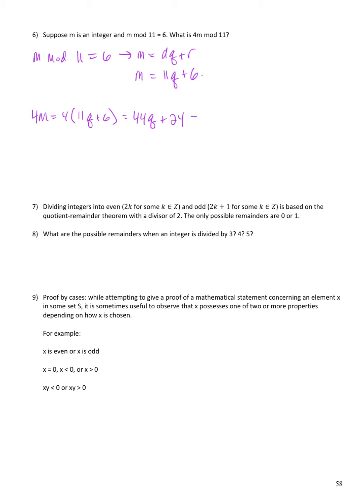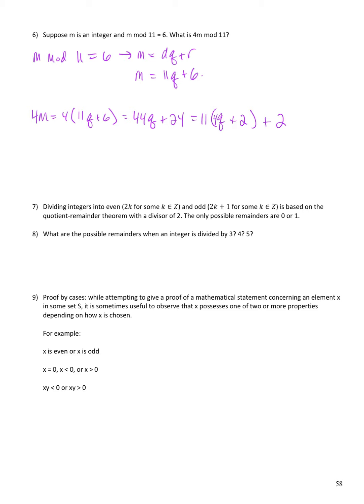So I need to write this as 11 times something plus a remainder. So, well, I could do the 4q, because the 11 times 4q would give me my 44q. Now, 11 times what is 24? Nothing, but the closest I can get would be a 22, right? 11 times 2 is 22, but I'd still need 2 more.